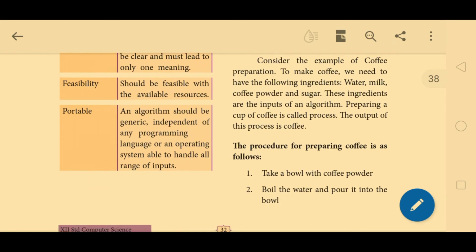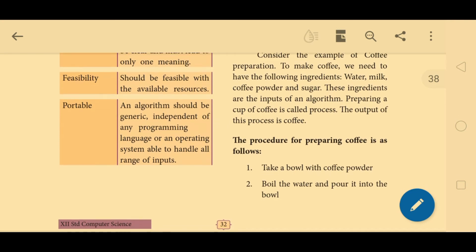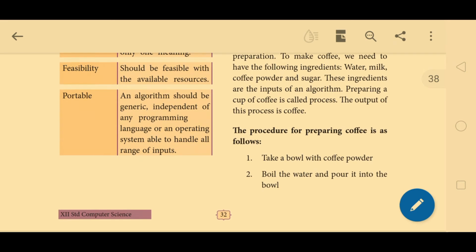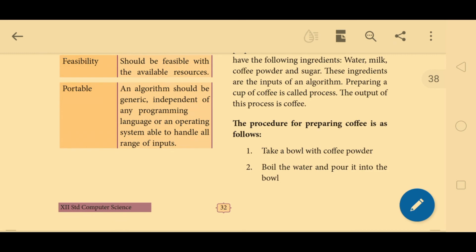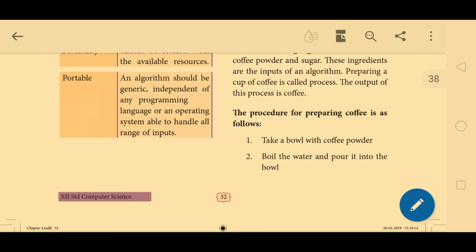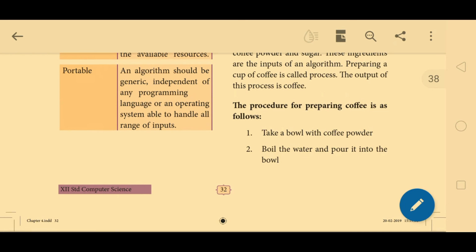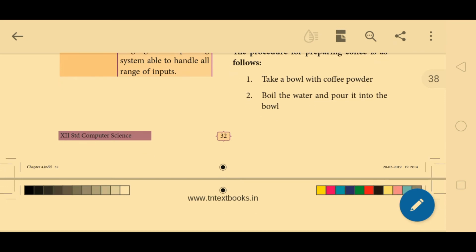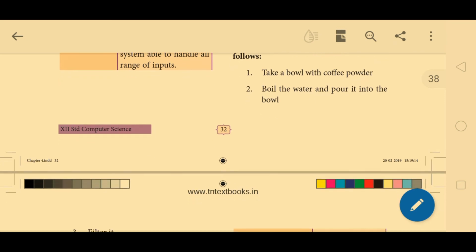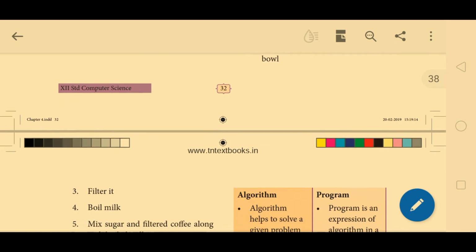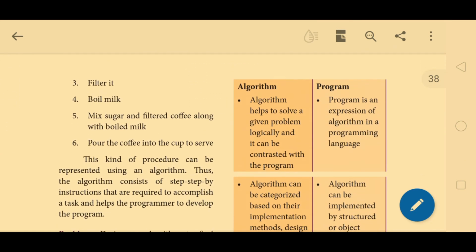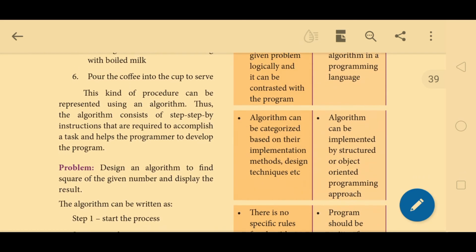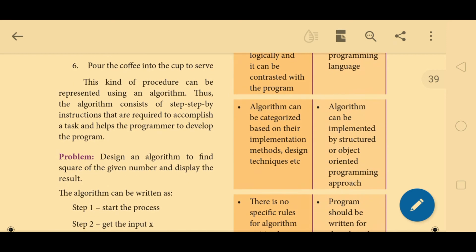If we want to make a coffee, we need certain ingredients: water, milk, coffee powder and sugar. These ingredients are the inputs of the algorithm. Preparing a cup of coffee is the process. The output is coffee. The procedure is: first, take a bowl with coffee powder, boil the water, pour it onto the coffee powder in the bowl and filter it. Then boil the milk, mix sugar and filtered coffee along with the boiled milk, and finally pour the coffee into the cup and serve.